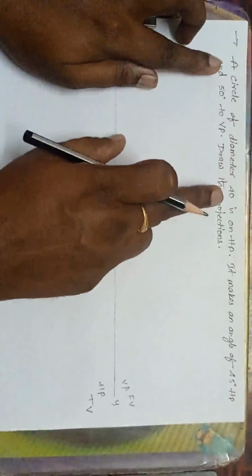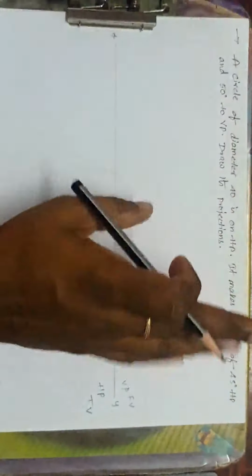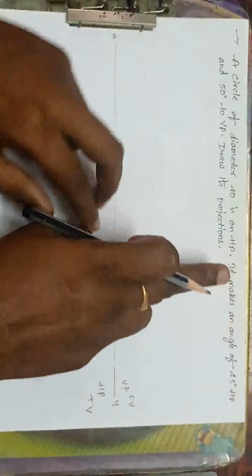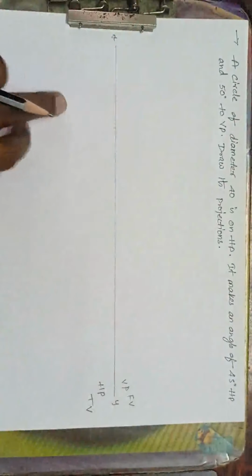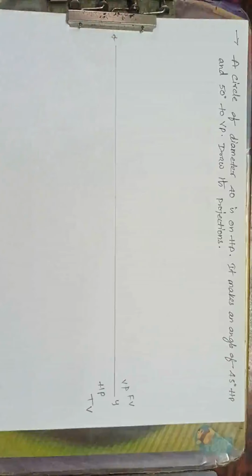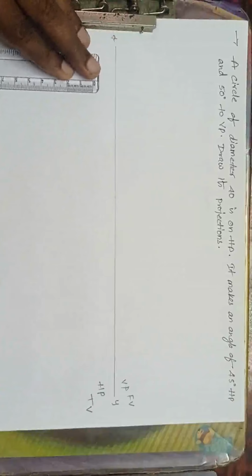A circle of diameter 40 is on the HP directly. You will not mention corner or edge because it is a circle. It makes an angle of 45 degrees to the HP and 50 degrees to the VP. Now at a certain gap, you have to take the gap. Draw the diameter now. Diameter how much? 40.